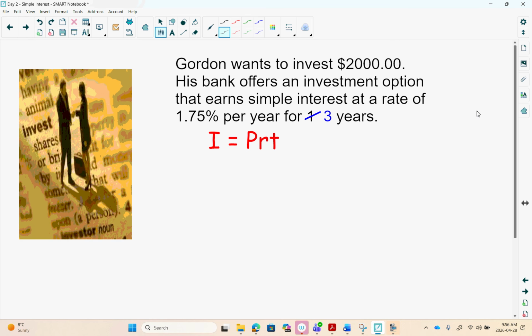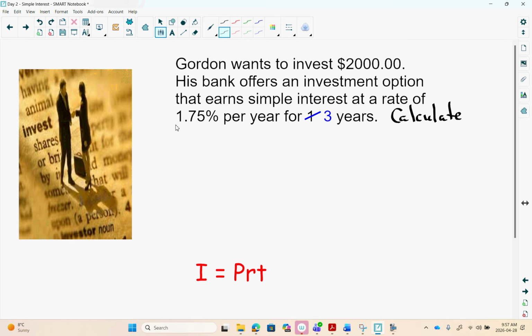Next question. It looks the exact same. We're still talking about $2,000. And the interest rate is still 1.75%. But what changed? 3 years. So it wants to know the interest. If it says calculate the interest, so not the final amount, calculate the interest. Period.